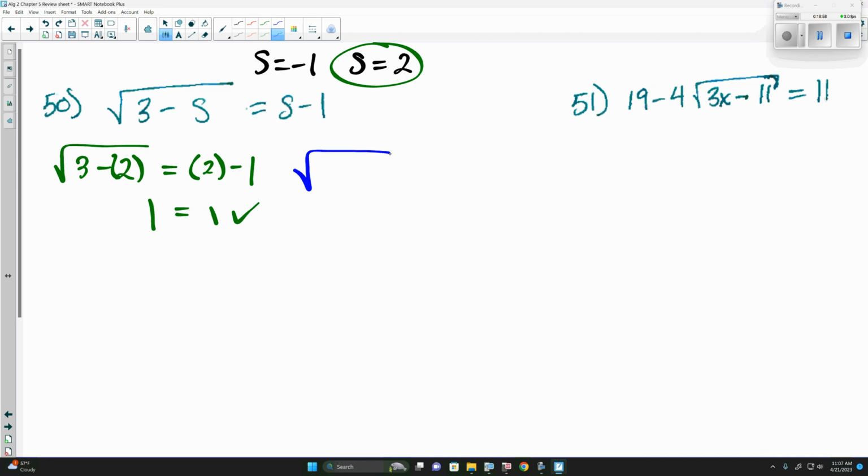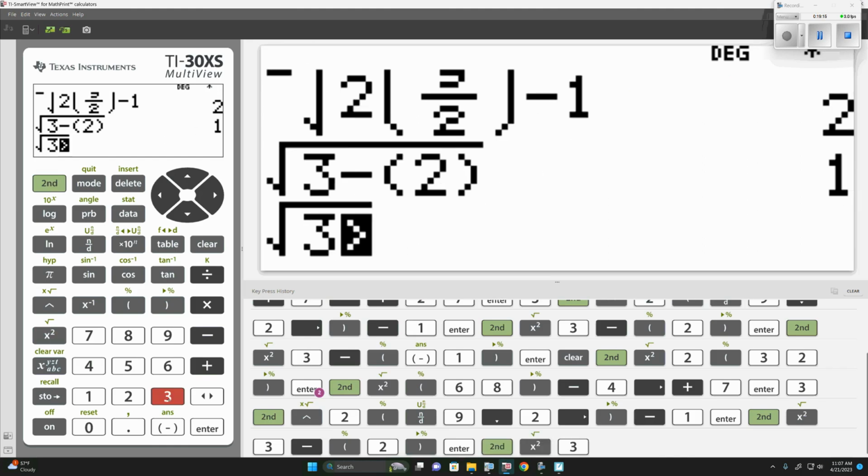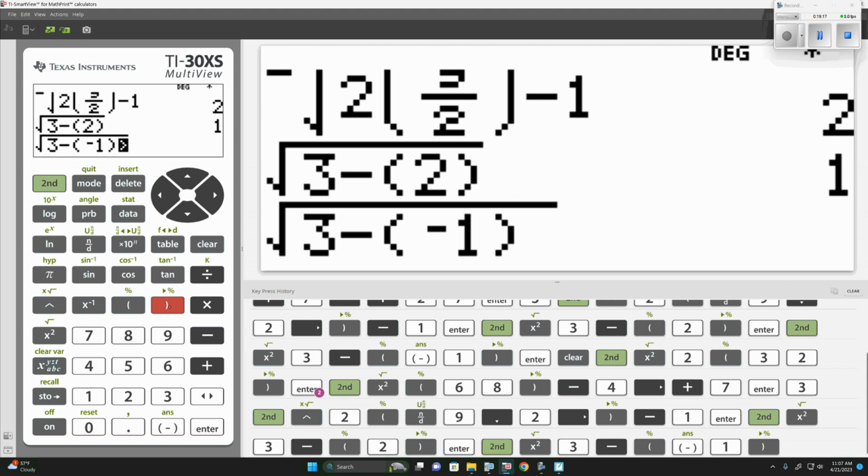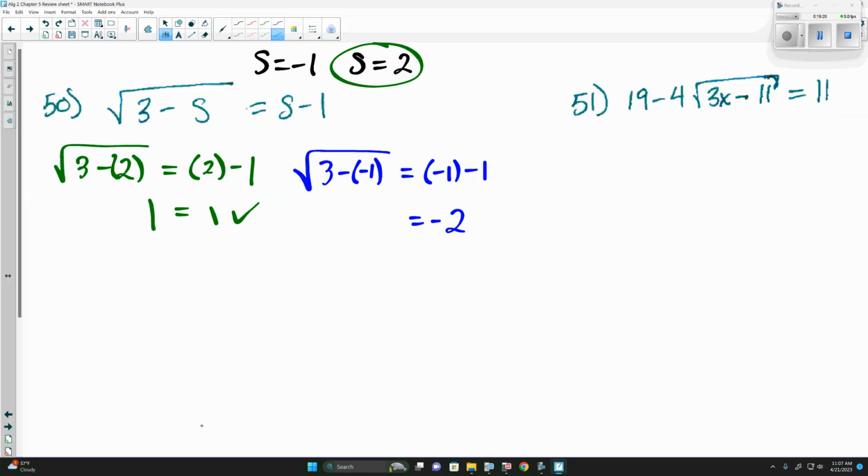We can do the same thing with negative 1. Replace every x in the equation with negative 1. Now on the right-hand side, negative 1 minus 1 is negative 2. We can plug the other side into the calculator. 3 minus negative 1 is positive 2. So it's saying 2 is equal to negative 2, which is not true. So s equals negative 1 is not a solution. It's an extraneous solution. So the only solution that we do have is that s is equal to 2.